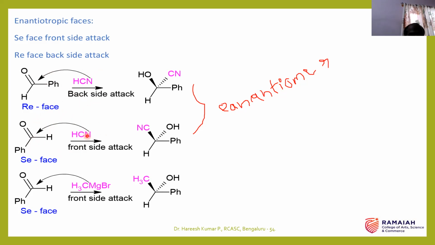So here I have taken CN minus as a nucleophile and the products obtained are enantiomers, and this process is called enantiotopic phases. And similarly, if there is a change in nucleophile, here I am taking a Grignard reaction. CH3 minus always attacks from the front side. It's also called a Si phase attack, and the product obtained is this. Okay. So with this, I will go to the next slide.